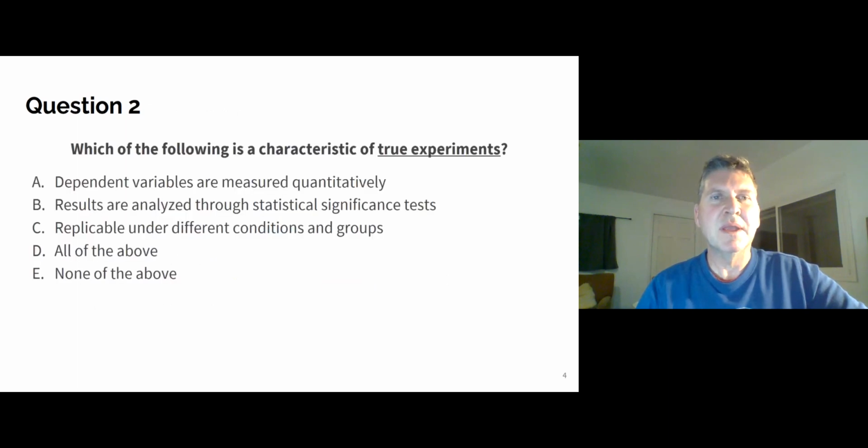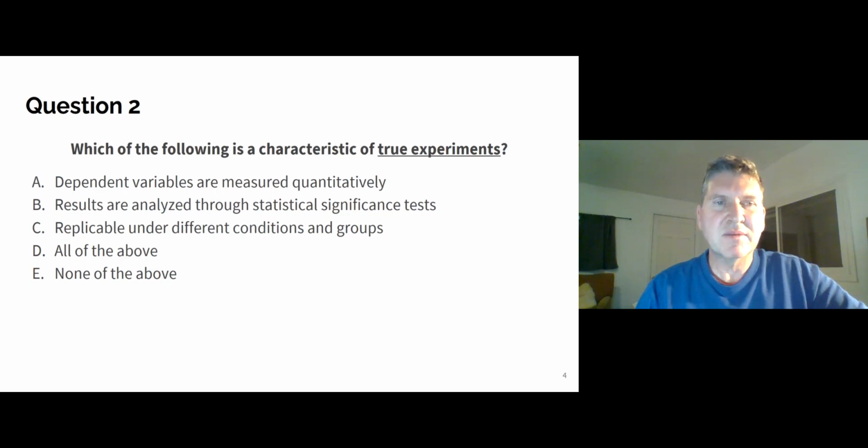Here's another question. Which of the following is a characteristic of true experiments? I'll give you a moment to look these over. Now, dependent variables are measured quantitatively. That's important because we talked about that in our last lecture, where quantitative measurement allows us to do statistical significance tests. We also want to be able to analyze our results and use some kind of statistical significance to show that one is different than the other.